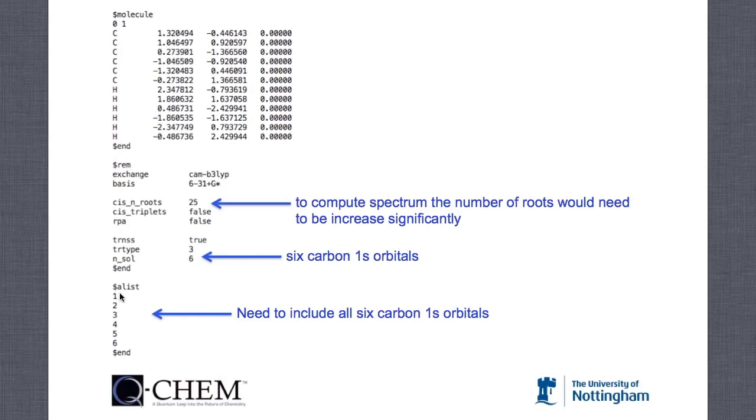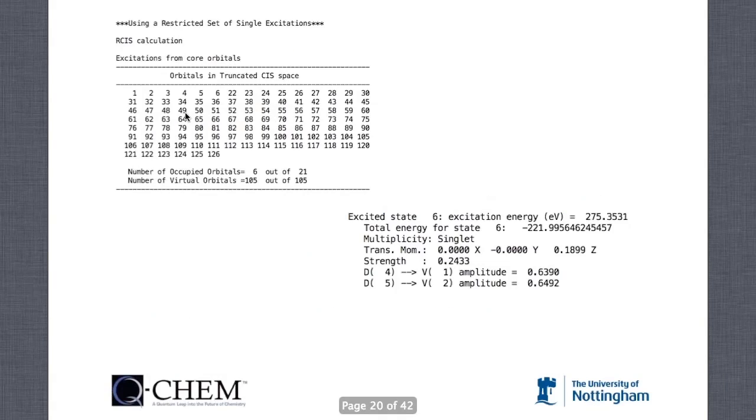So the difference here is I'm including all 6 carbon 1s orbitals. So I have to change nsol to be 6 because I'm including 6 carbon 1s orbitals, and I have to tell it what they are. Their numbers are 1, 2, 3, 4, 5, and 6. The lowest 6 orbitals in this molecule will be the carbon 1s orbitals. Again, you can run that calculation, and this is what we get. So now in our orbital subspace, we've got our first 6 orbitals. So we've got 6 out of 21 occupied orbitals. They're our carbon 1s orbitals, and we're exciting into our complete virtual space.